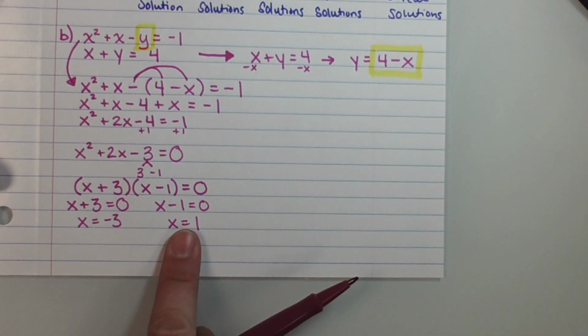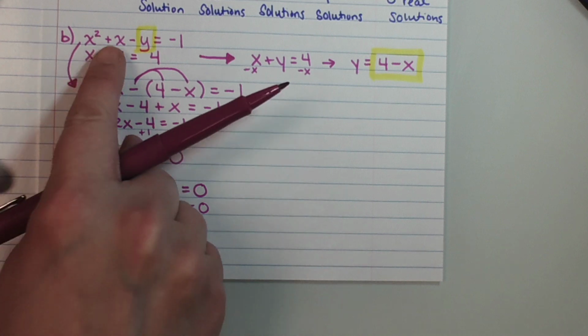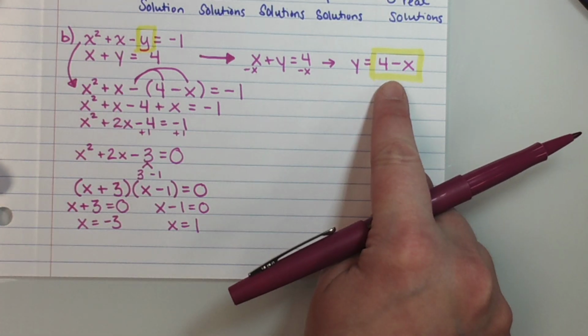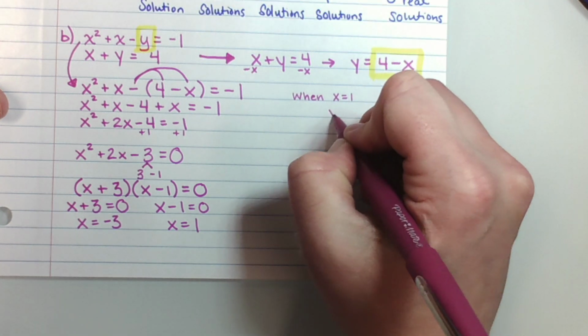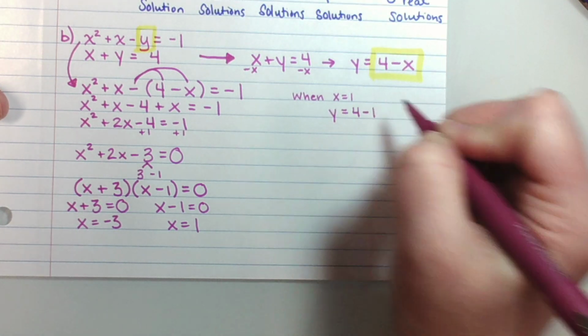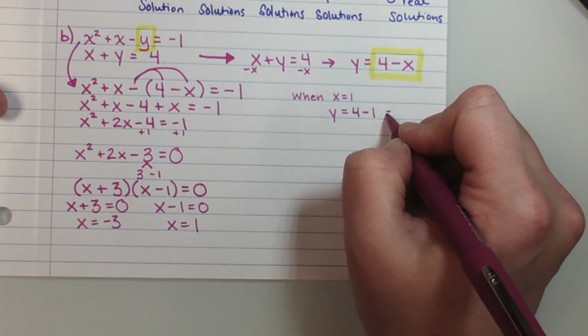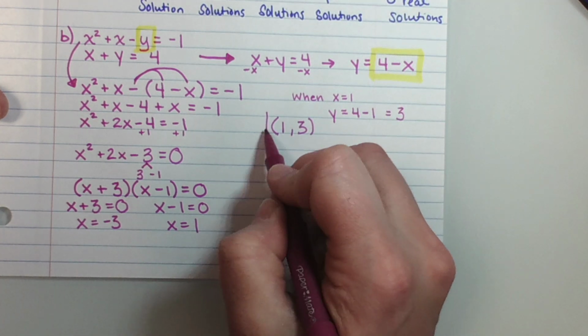If I have an x value, how do I find a y value? Plug it in to either of your original equations, or if you'd prefer, plug it in the version where you got y alone. That's the easiest. The one where y is alone is always going to be the easiest. So, when x equals 1, y is equal to 4 minus 1, 3. One of my solutions is the coordinate point 1, 3.